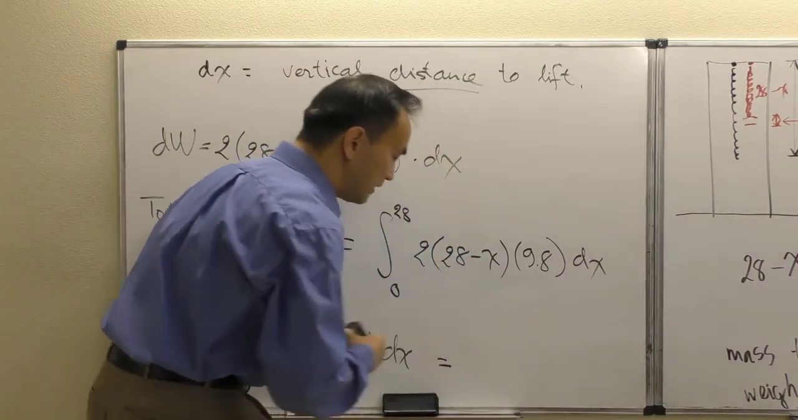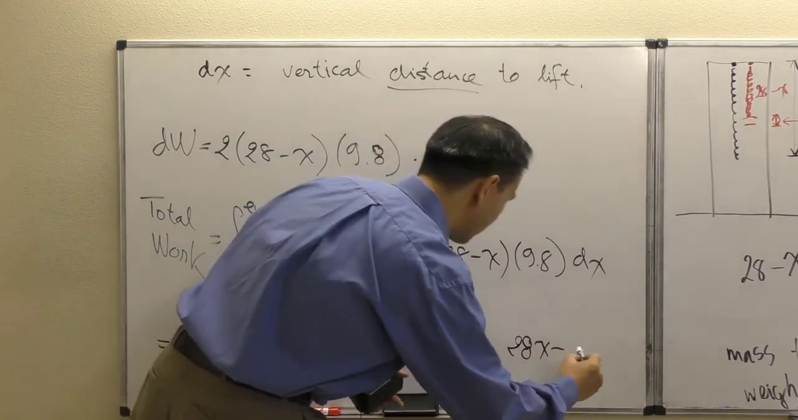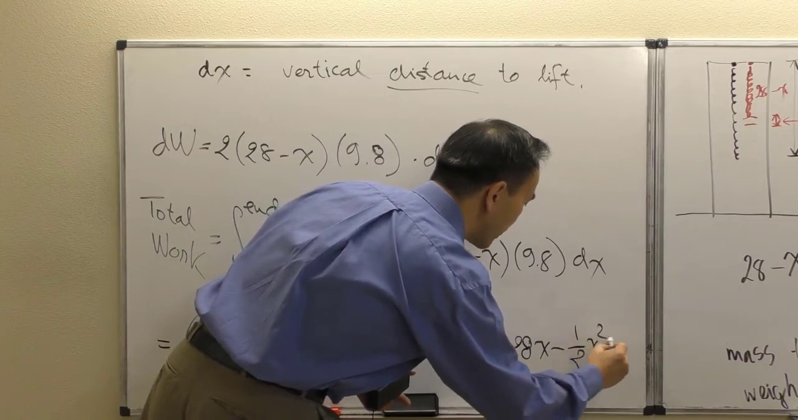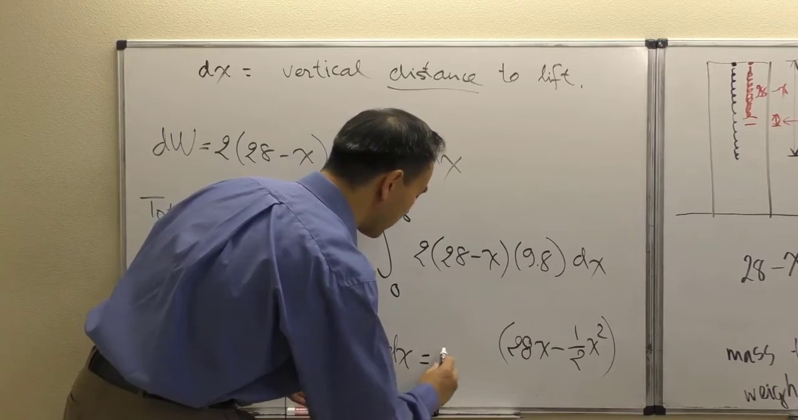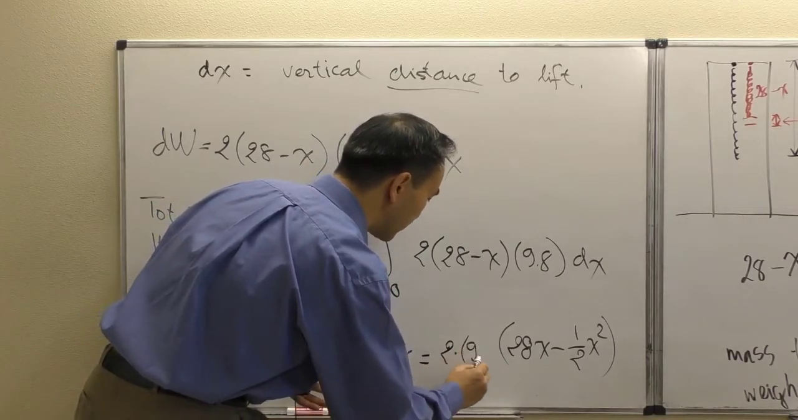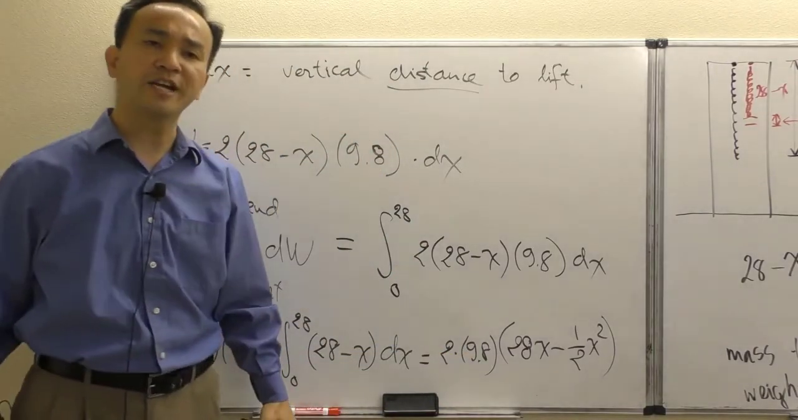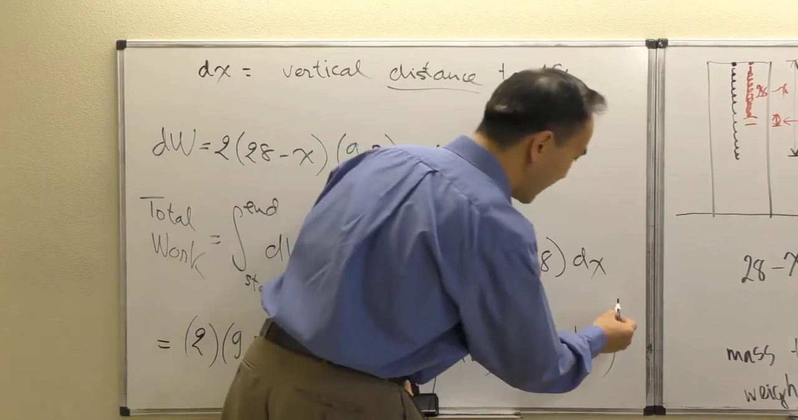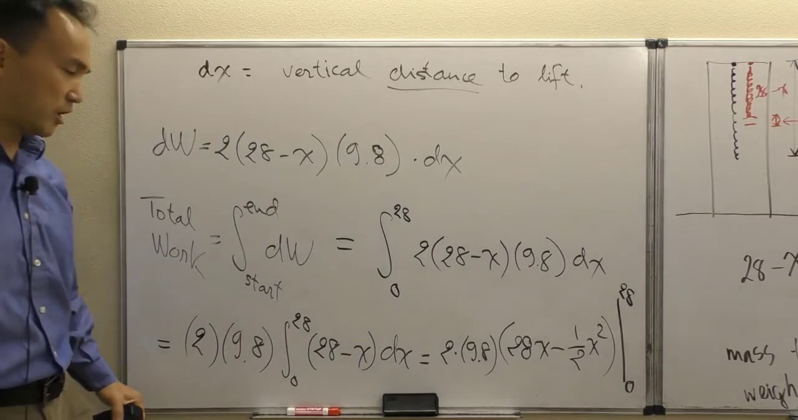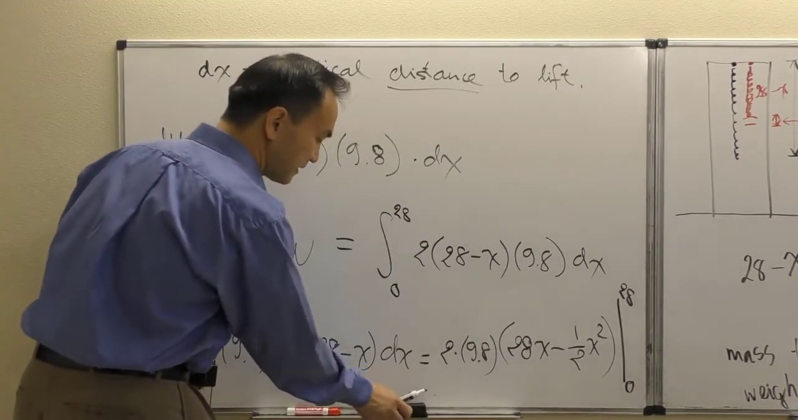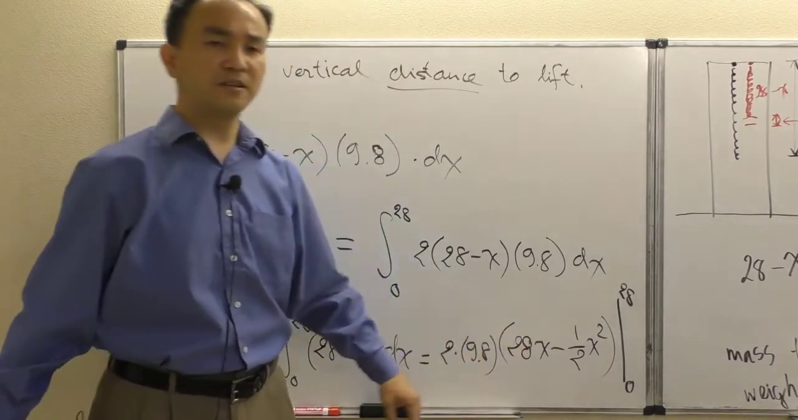Okay, so it's 28x minus a half x squared. But all of that here, don't forget, we still have the coefficient 2 times 9.8 in front of that. But it's just a coefficient, so the coefficient stays together with your antiderivative. Okay, and then we're going to evaluate this antiderivative from 0 to 28. And so that's the result that came out from the fundamental theorem of calculus.